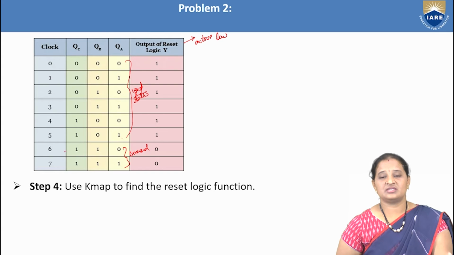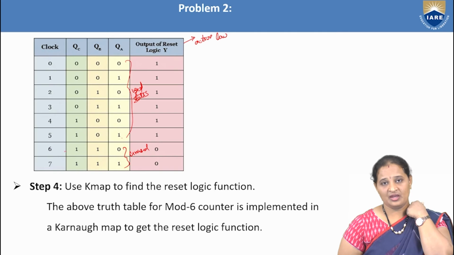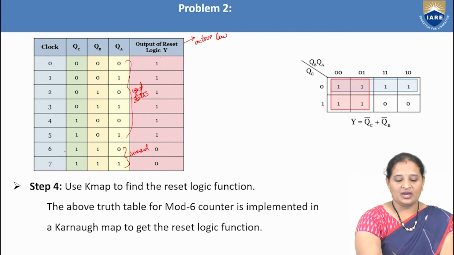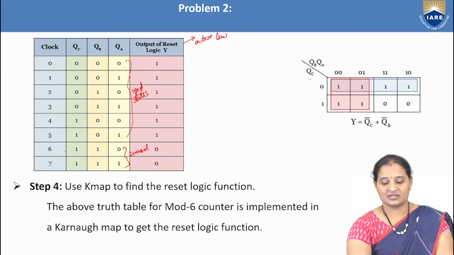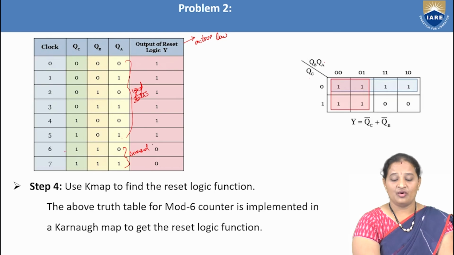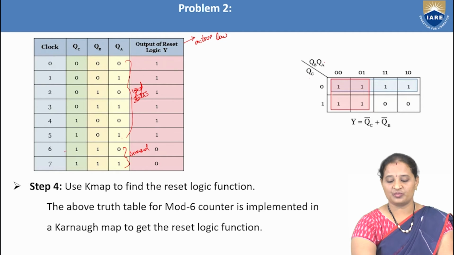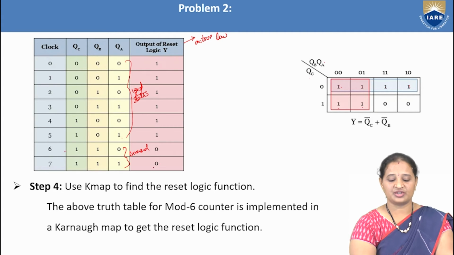Now after this, we need to get the simplified Boolean expression for the reset output. Here we have 3 flip-flops, so we need to take a 3-variable K-map, with the variables assigned as QC, QB, QA. Up to 5 it is 1, and 6 and 7 are considered to be 0. So cells 0, 1, 3, 2, 4, 5 are mapped with 1, and 6 and 7 are mapped with 0, because the reset output becomes 0 for the states 6 and 7.